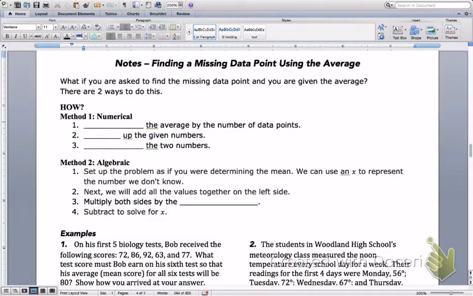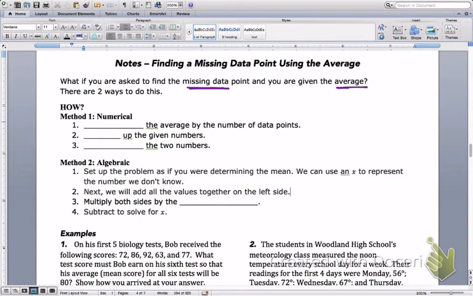Hello everyone. So today we're going to keep going over averages, but we're going to be doing something a little different. We're going to be working backwards, so averages in reverse. So what do I mean by that? The thing is, what if you are asked to find the missing data, but you are given the average?